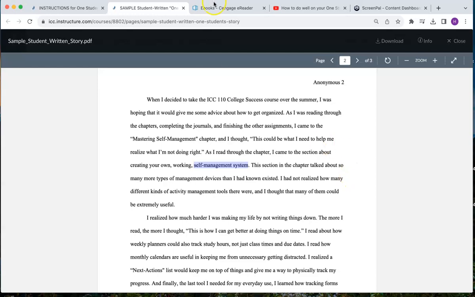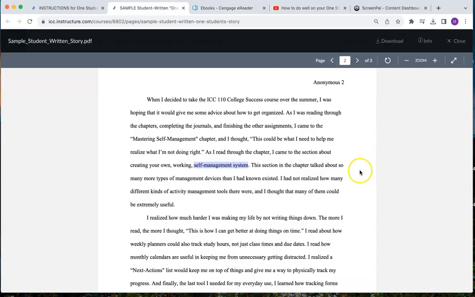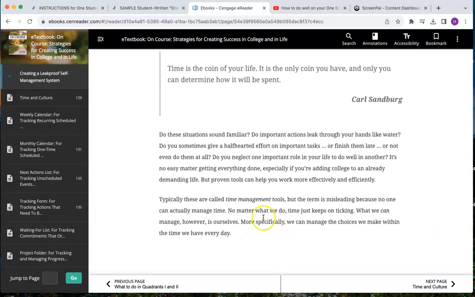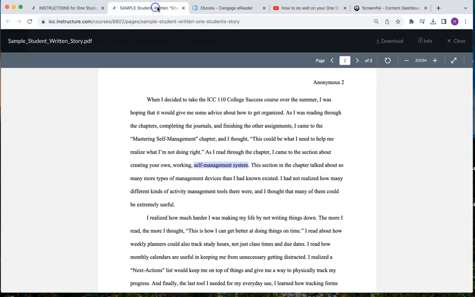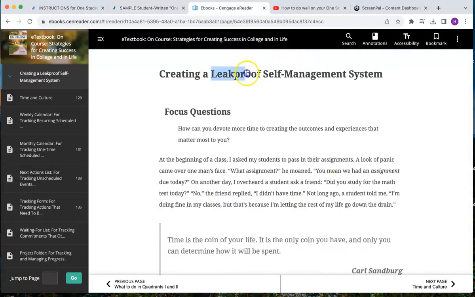What we don't want to do is take other parts of it and just copy and paste it and dump it into your one student story, because what happens then is that would be called plagiarism. So please be very careful that you can use words or phrases from the textbook, but anything else we want to be careful that we're not just taking information from the textbook and dumping it in, because that would be considered plagiarism.